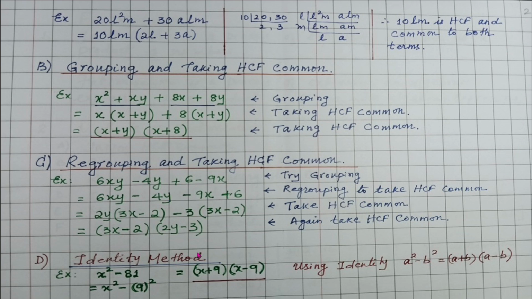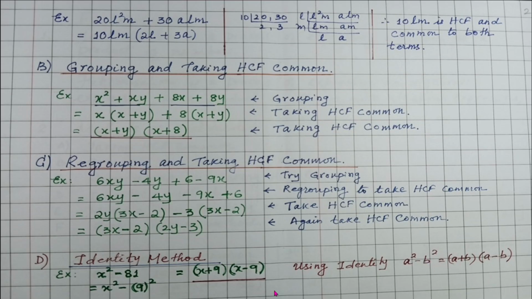Now the next important method is the identity method. Let us consider an example here where it is very clear we have to use an identity. The example is x square minus 81. X square minus 81 can be written as x square minus 9 square. And you know that it is a square minus b square. We have an identity, a square minus b square is a plus b into a minus b, where a is x and b is 9.